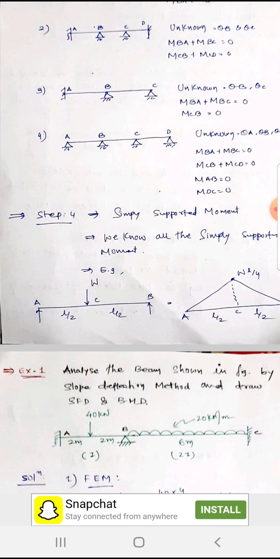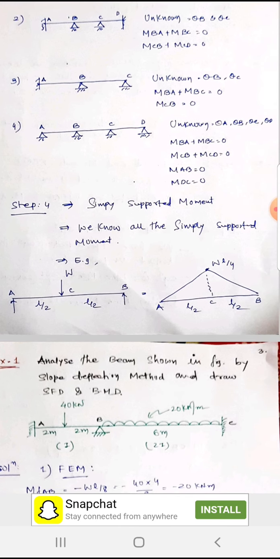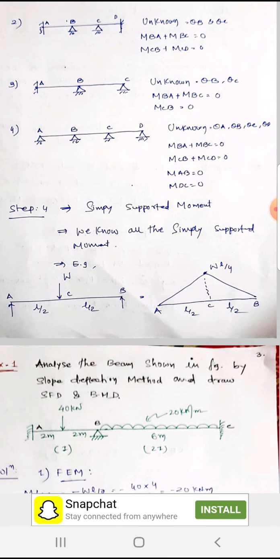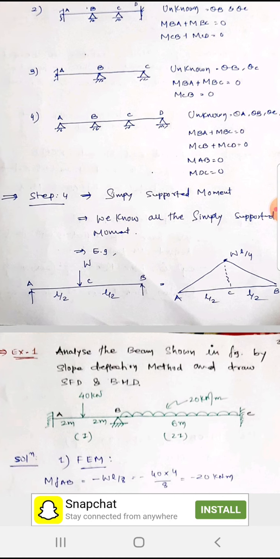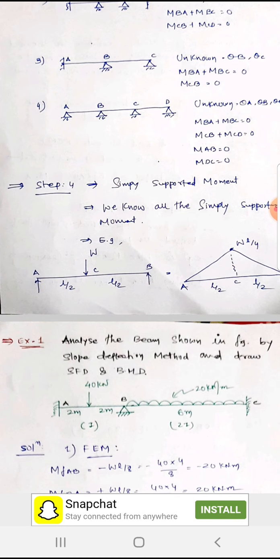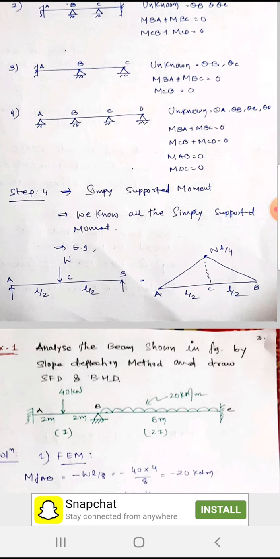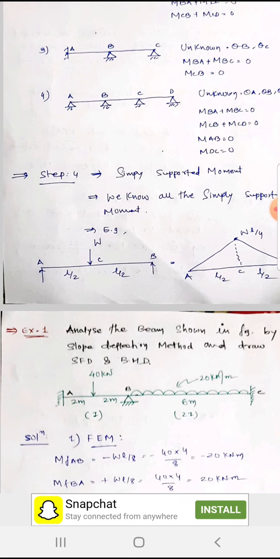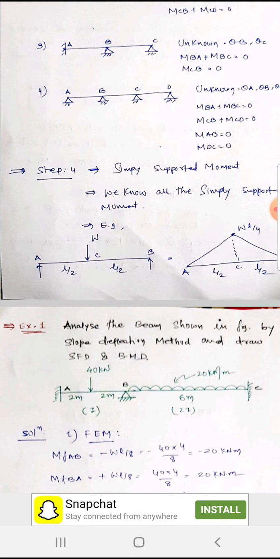At the center, that is point C, where point load W is acting at the mid of the span, the span moment is WL by 4. Same way, simply supported with UDL, that is loaded by W kilonewton per meter, then the span moment is WL square by 8. These things we have already studied.